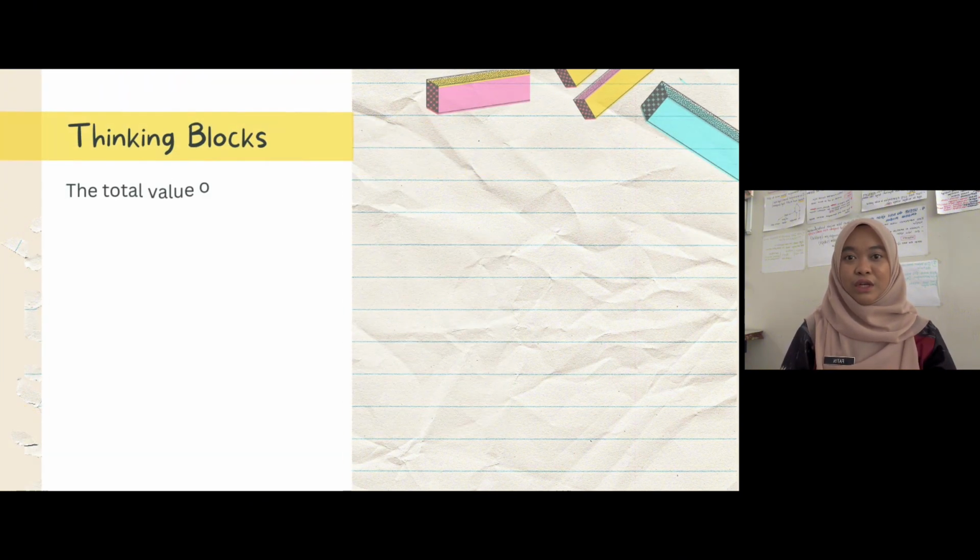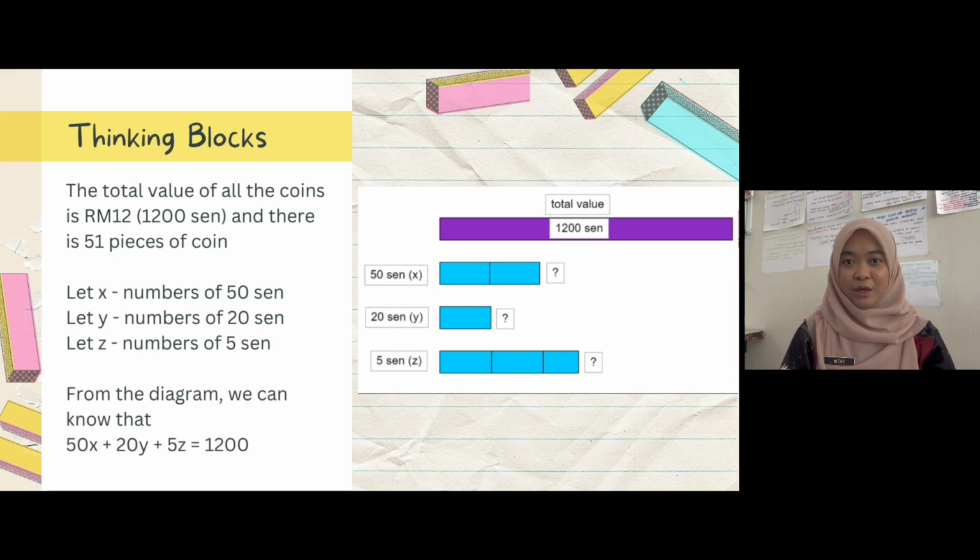Okay, first of all, we need to identify the given information just like the traditional method. From the question we have 3 types of coins, which is 50 cent, 20 cent and 5 cent. And then it is given that the total value of the coin is 12 ringgit, which means it has 1,200 cent. It is also given that there is 51 pieces of coin.